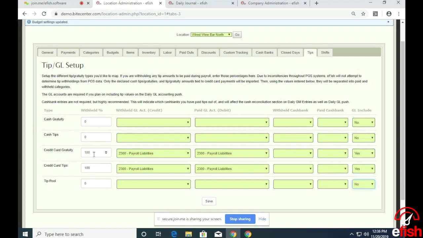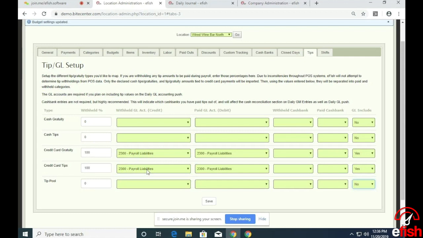Now, with credit card gratuities, you'd say yes. If there's ever a credit card gratuity, 100% of that, you're going to make an entry into payroll liabilities when it's withheld, and then when it's paid at payroll, you're going to make a debit to the same account of your payroll liabilities. And then you would select yes. I'm going to come back and talk about setting up withheld cash banks and paid cash banks after we finish this. Credit card tips are also set up the same way, say 100%.